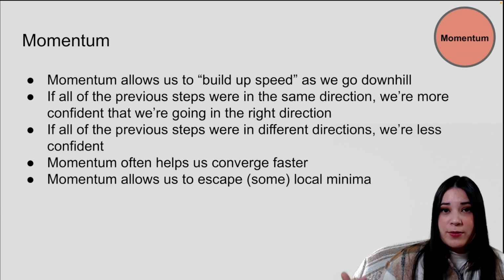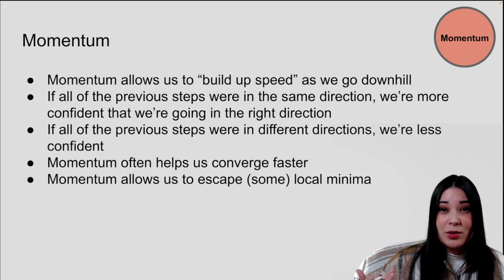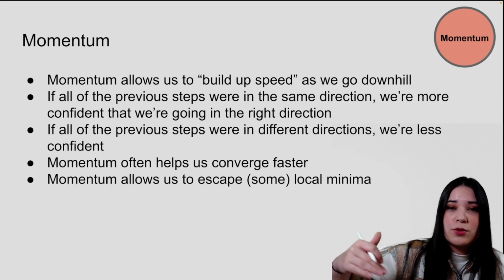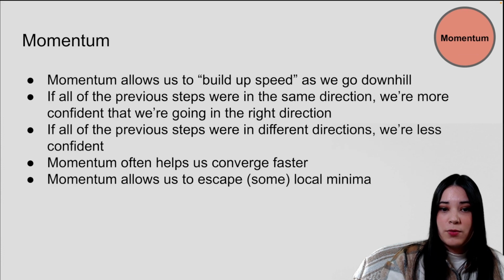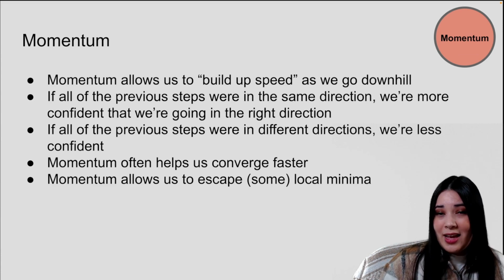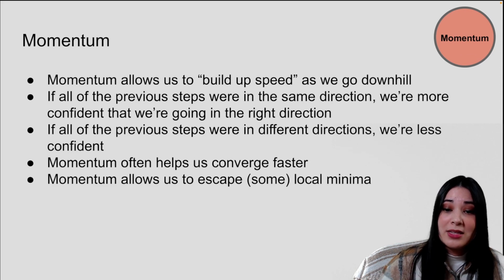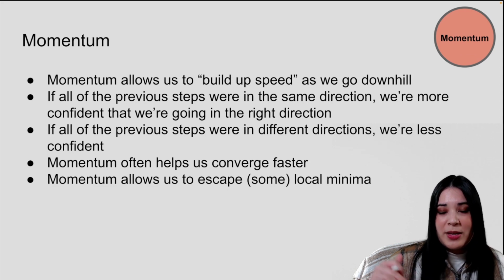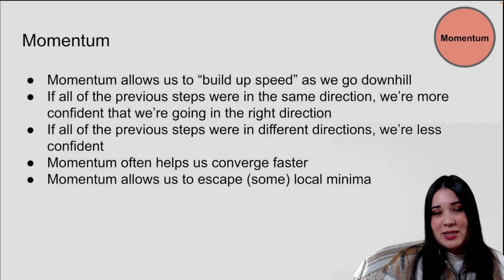However, if all the previous steps were in different directions, we're less confident, and momentum sort of smooths out some of that back and forth. Because of this buildup in speed, momentum can, in some cases, help us converge faster than gradient descent. And it has the added benefit of, in certain situations, allowing us to escape some local minima because we've built up speed as we've been descending the gradient.